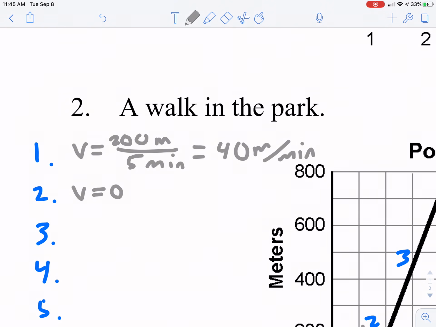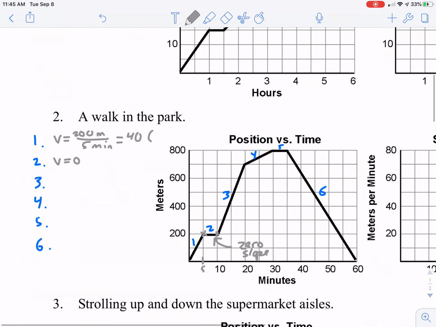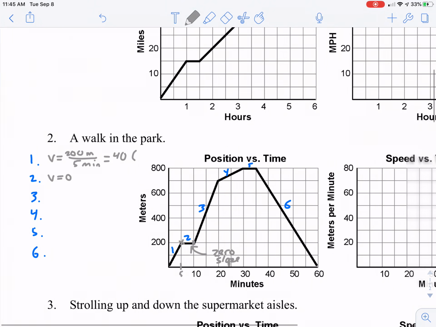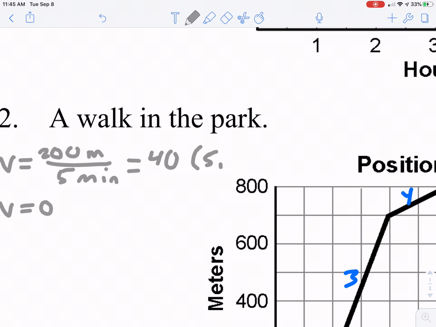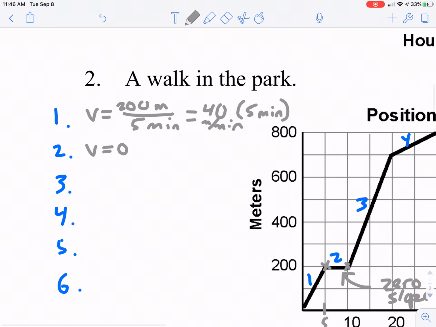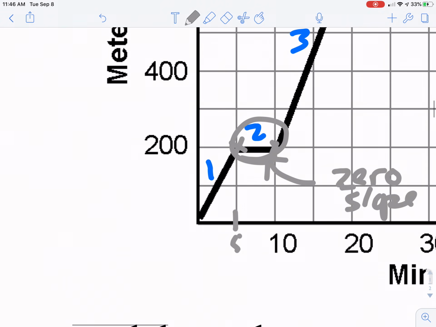And I should account for the following. I'm not going to worry so much about units right now. So the slope is 40, and then I want to account for a time. So let me go back to the first one. The first one is only for 5 minutes. That's important when it comes to plotting the speed time graph over on the right. So 40 meters per minute, but it's for 5 minutes. The second one is 0 speed, but that one is also for 5 minutes, because you can see it goes from 5 to 10.